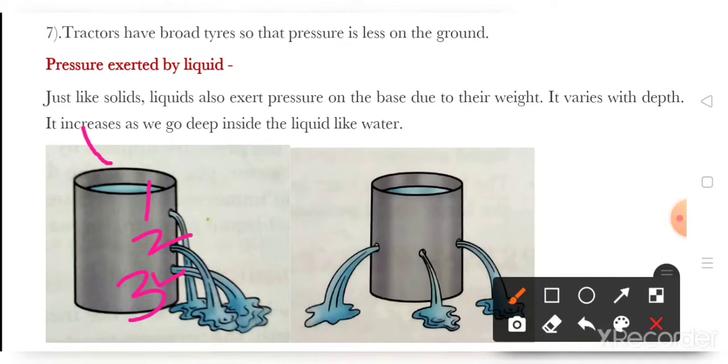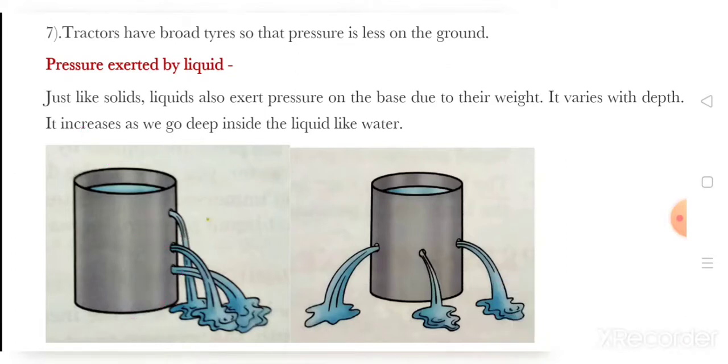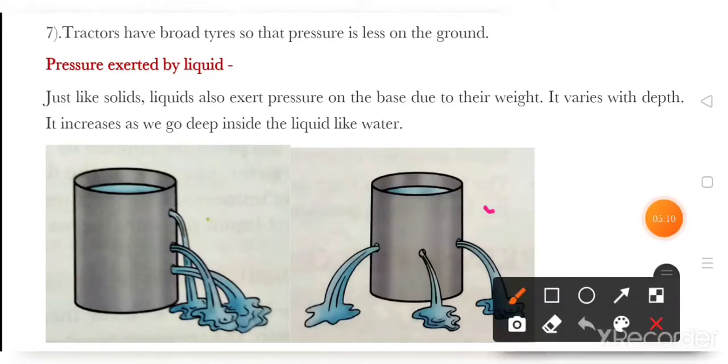Then in the second diagram you can see, all three holes are at the same depth and the water coming out has equal speed. So this is also showing that the depth is equal, so the pressure will be equal and the water coming out will also be equal.